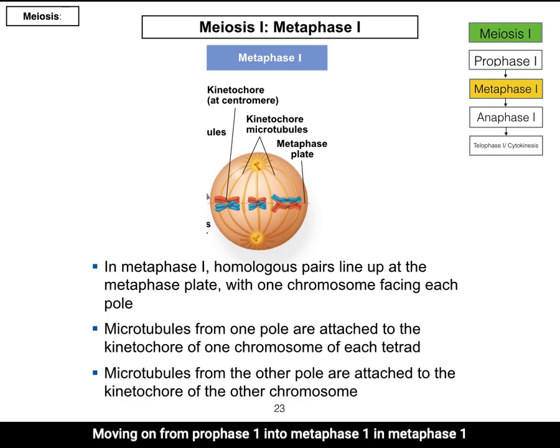Moving on from Prophase 1 into Metaphase 1. In Metaphase 1, the homologous pairs of sister chromatids line up at the metaphase plate in the middle of the cell, with a set of sister chromatids facing one pole and another set facing the other pole of the cell. Kinetochore microtubules are attached to the sister chromatids at the kinetochore.